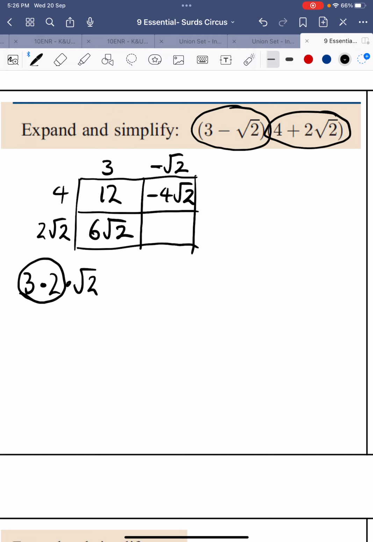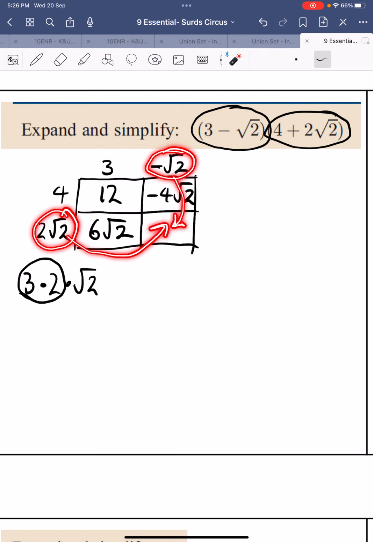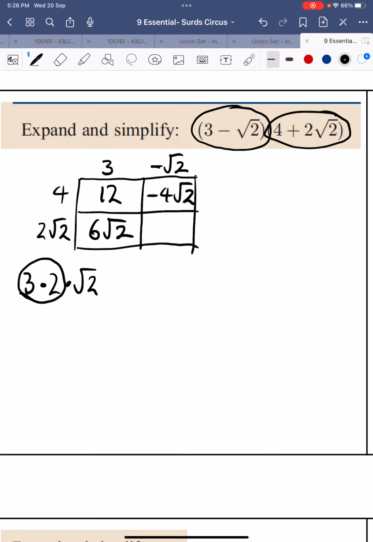And the last piece I think is the hardest. I've got negative root 2 times 2 root 2, and the answer goes in here. So maybe I'll take that out and write it separately. I've got negative root 2 times 2 root 2.